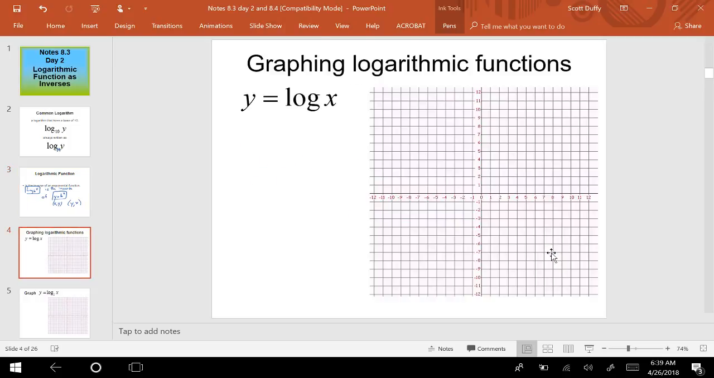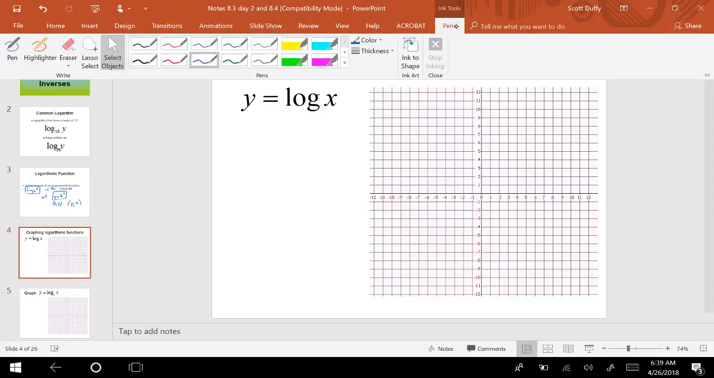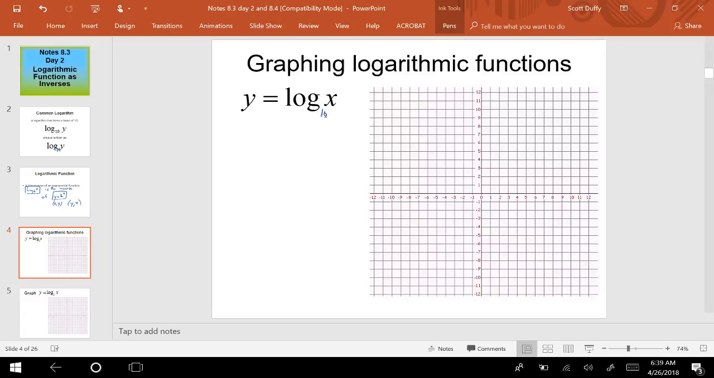We said y equals log of x. The base that wasn't written was 10 right there. Now 10 to the x is our original function. Log base 10 of x is our inverse. So let's say we have y equals 10 to the x, and we will make a table of values for this.